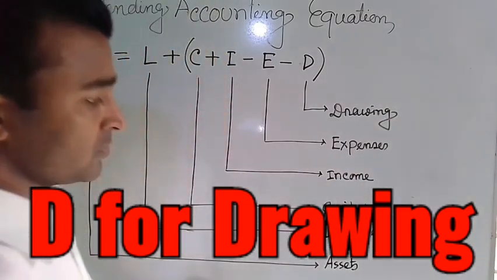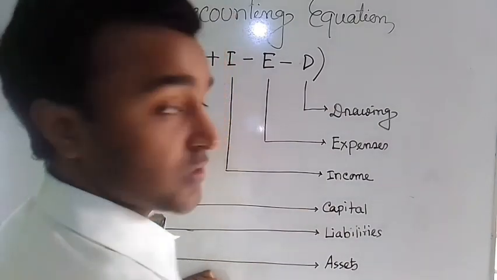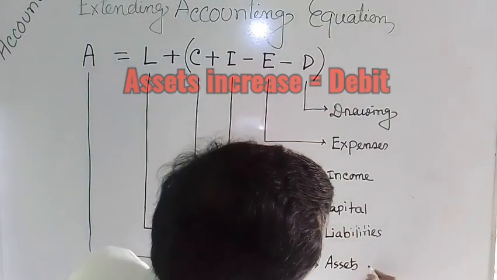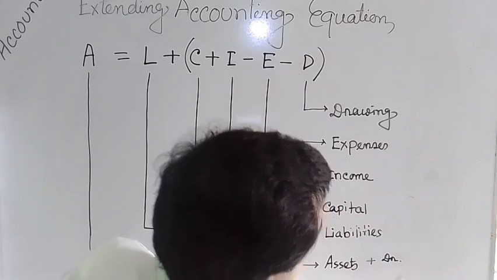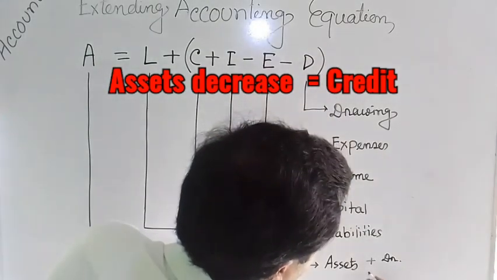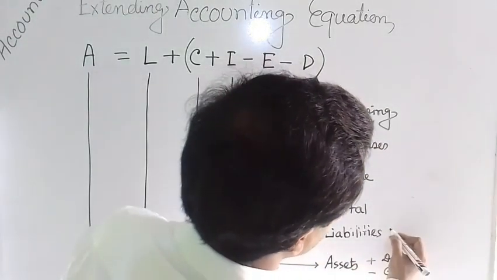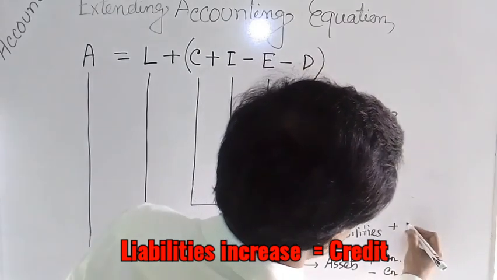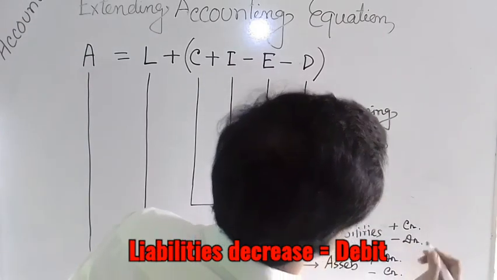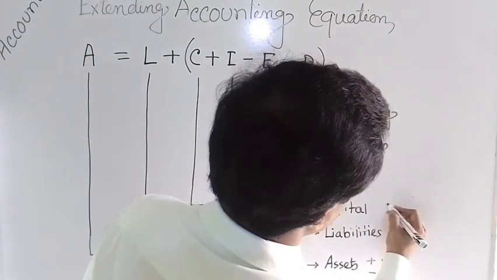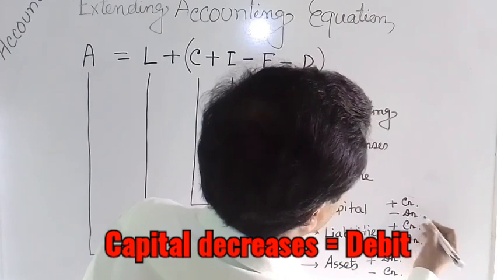Now look at this stage very carefully because it's very important. If asset increases, then it goes to the debit side. If asset decreases, then it goes to the credit side. If liability increases, then it belongs to credit, and if liability decreases, then it goes to the debit side. If capital increases, then it will be on the credit side. On the other hand, if it decreases, then it goes to the debit side.